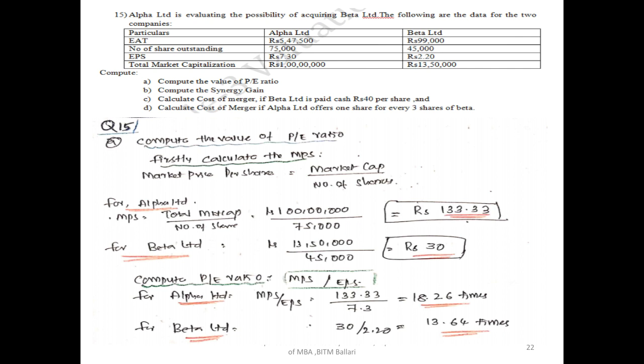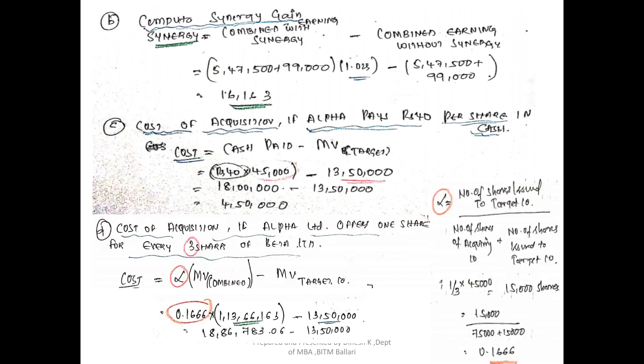Sub question B is to compute the synergy gain. So what is synergy gain? Synergy gain is the combined earning with synergy minus combined earning without synergy. Just make a note, as it is missing in the question: there is a synergy gain of 2.5%. It is not mentioned, so please make a note in question number 15 that there is a synergy gain of 2.5% in this merger.